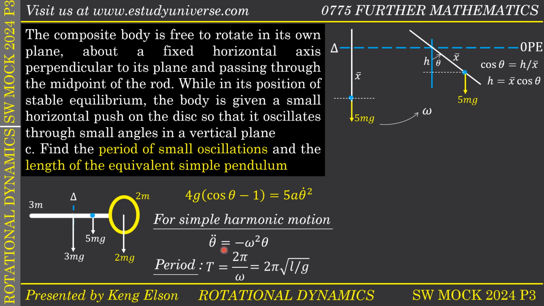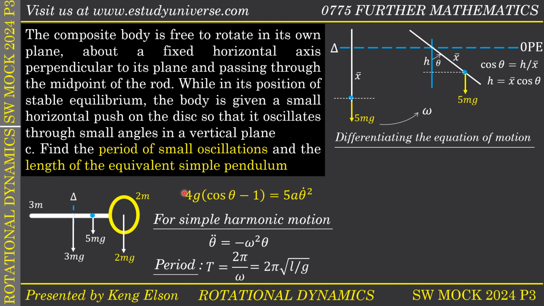So for us to come out with this relationship here, we must differentiate the equation of motion that we have. So if I differentiate this equation, I'll be differentiating with respect to time. When I differentiate the left hand side, since the left hand side is not a function of time, I'm going to add d theta by dt, which is theta dot. That is called the chain rule.